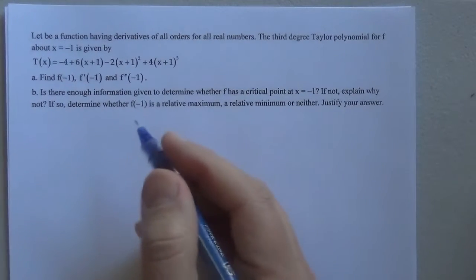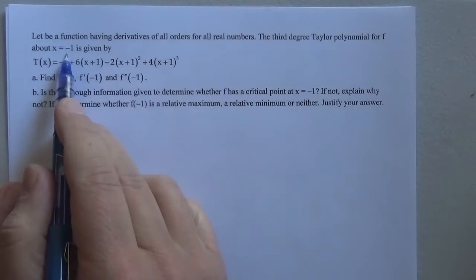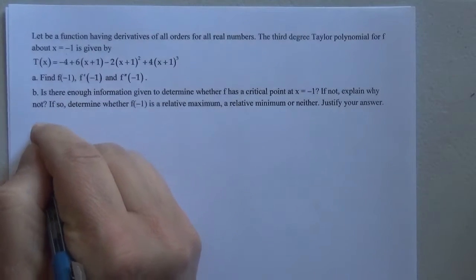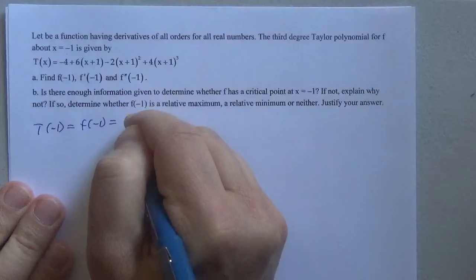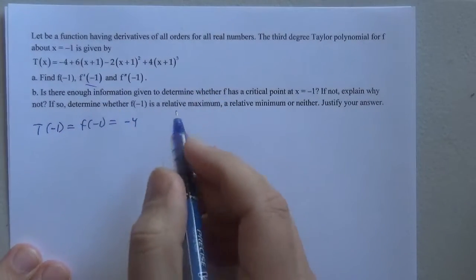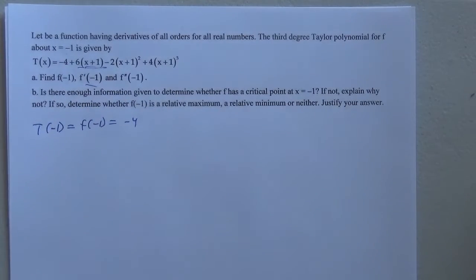Okay, so again, we're going to find out what is f of negative 1. Since this thing's centered at x equals negative 1, all these terms are going to go away when I plug in negative 1. So T of negative 1 is the same as f of negative 1, which is equal to negative 4. F prime of negative 1, that's going to come from this term right here. It should just be 6.